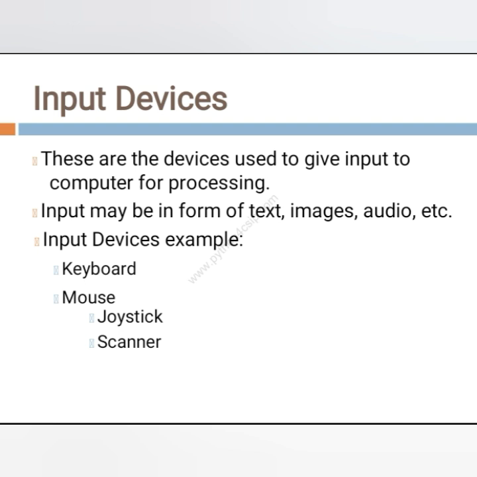Next we will see some input devices. So input devices are the devices used to give input to computer for processing. Input may be in the form of text, images, audio, etc. Input devices example keyboard, mouse, joystick or scanner.